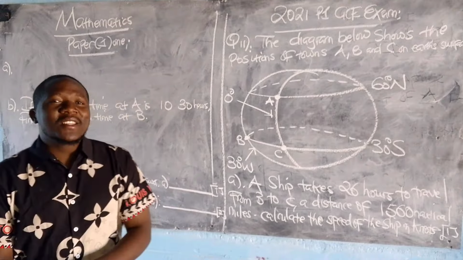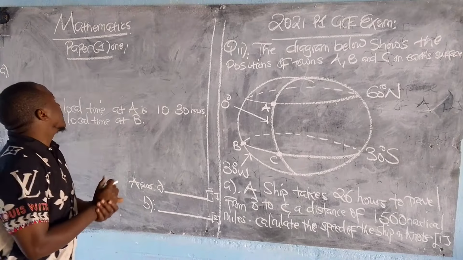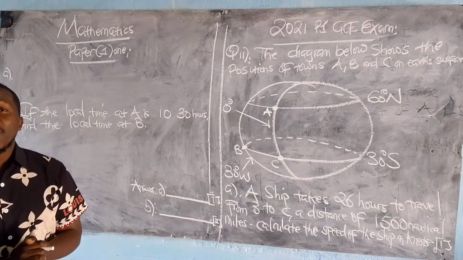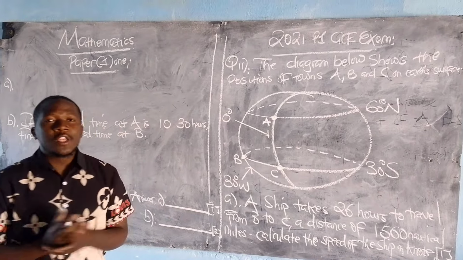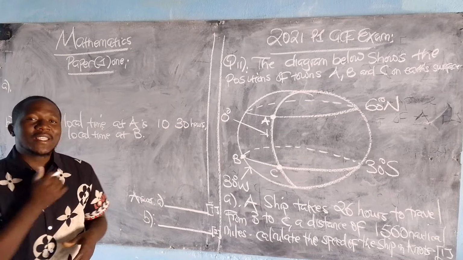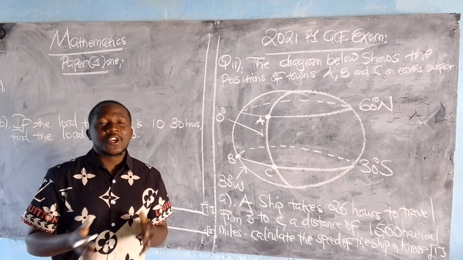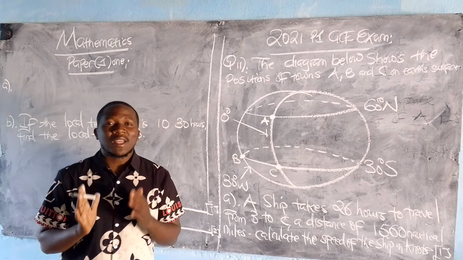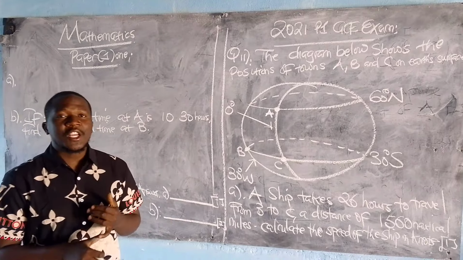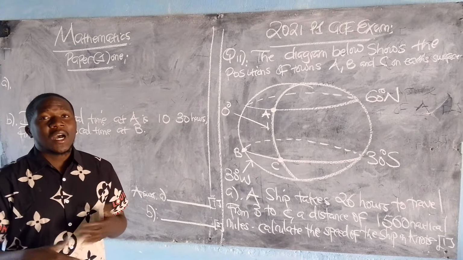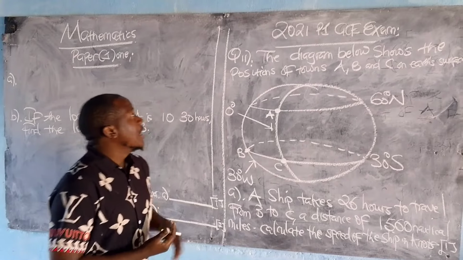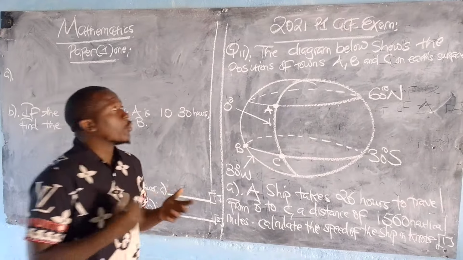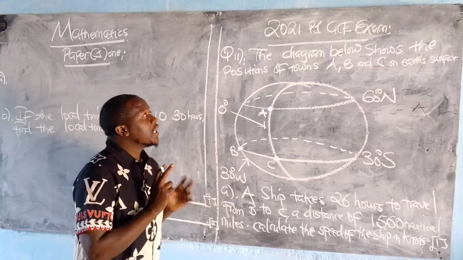Hi, in this tutorial, we are going to consider Mathematics Paper 1. Our topic at hand in this brief tutorial is going to be Earth Geometry. Since this is in Paper 1, the regions under Earth Geometry that are targeted are distance calculation, time calculation, and also sometimes stating the positions of the points. We are going to use a 2021 Paper 1 GCE exam.